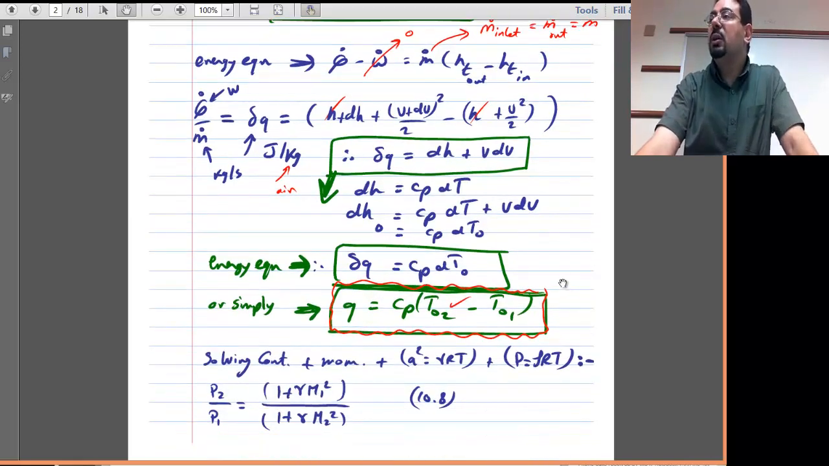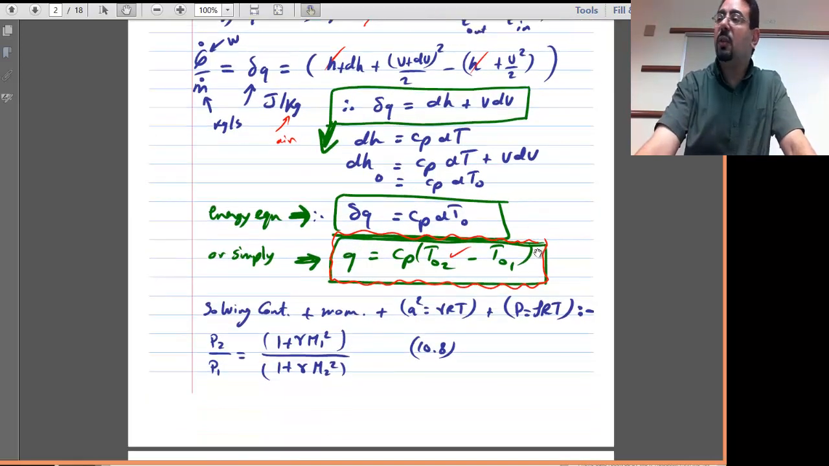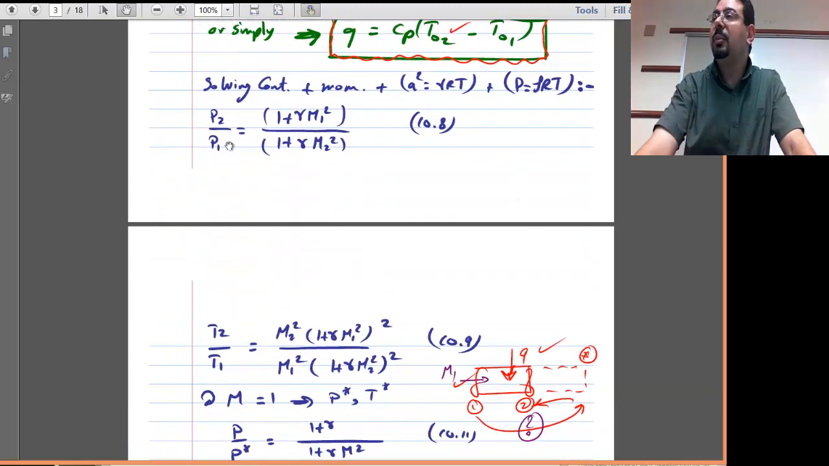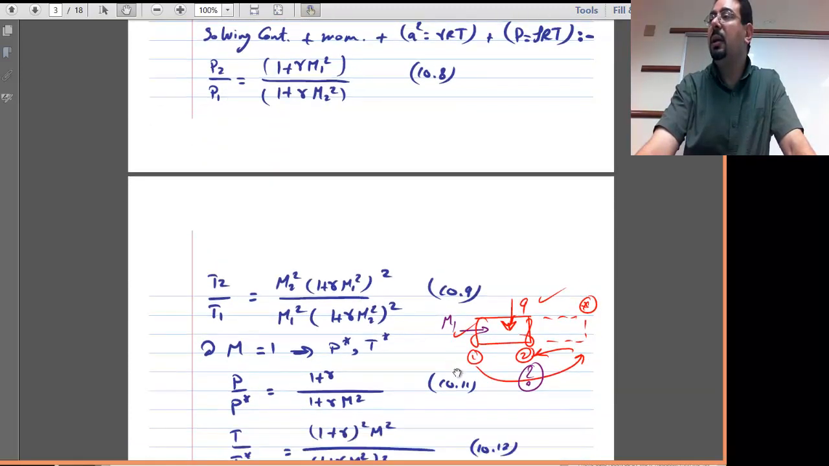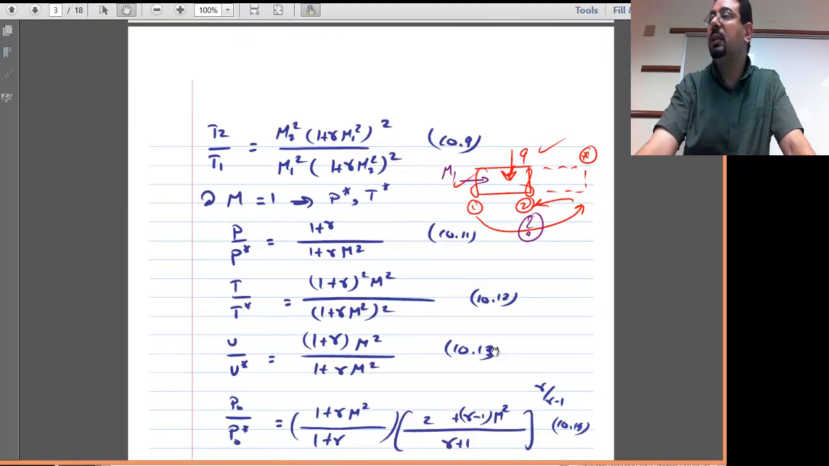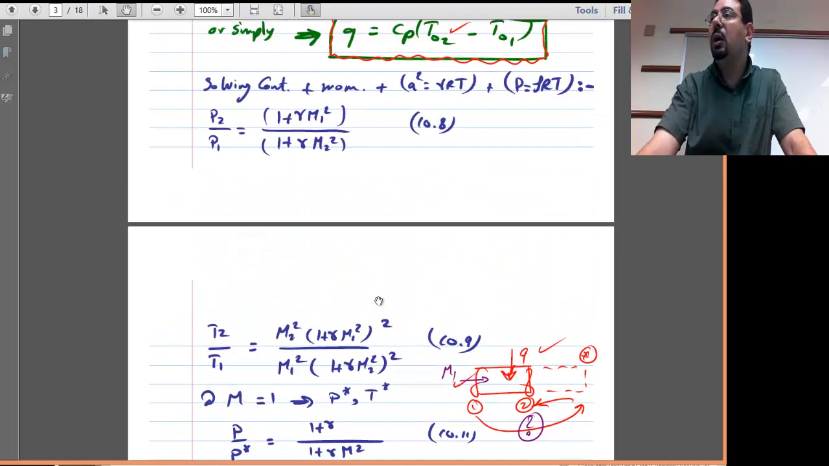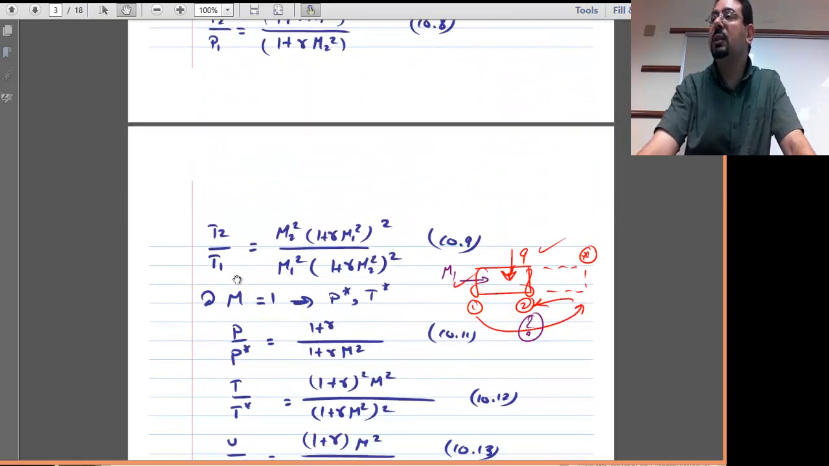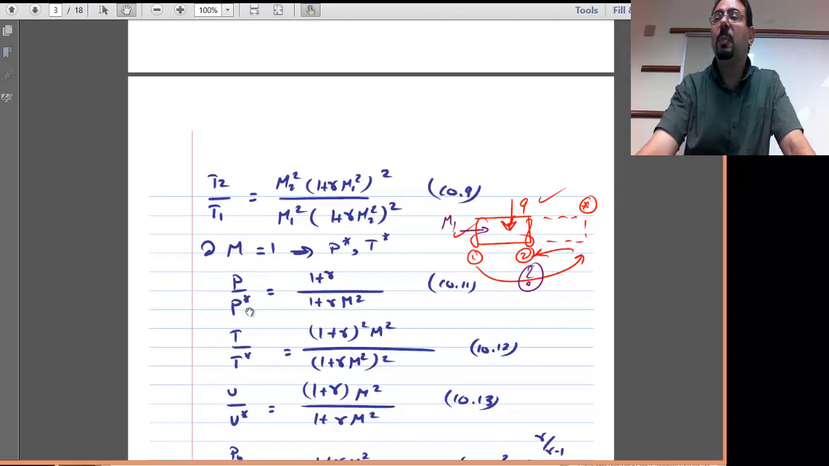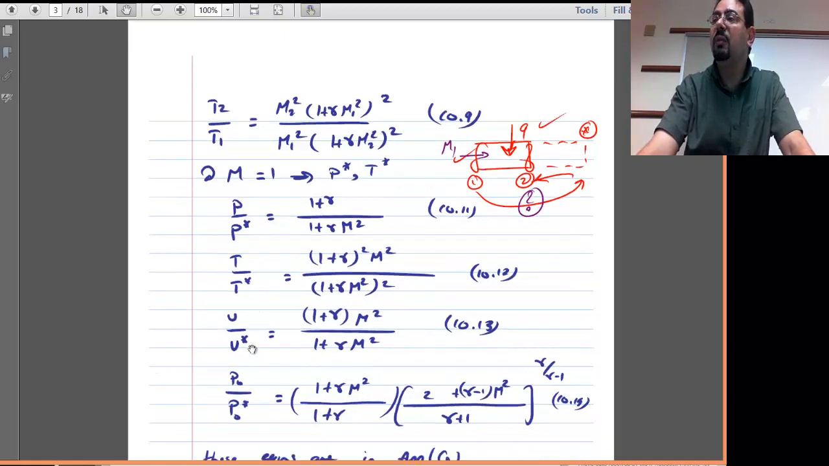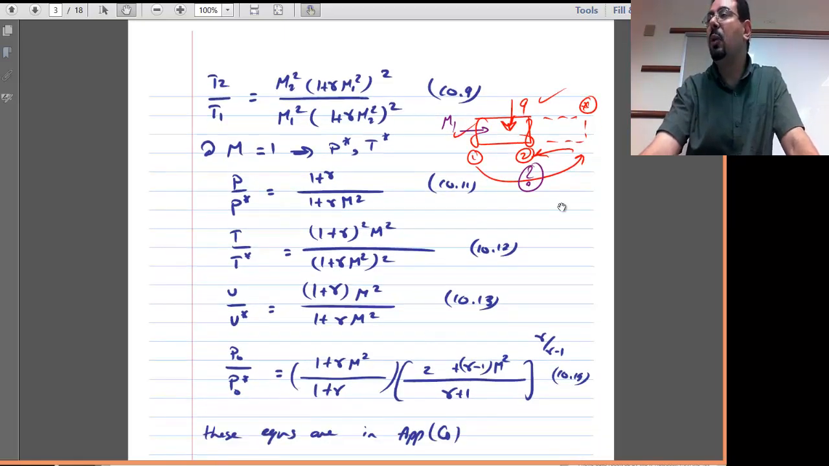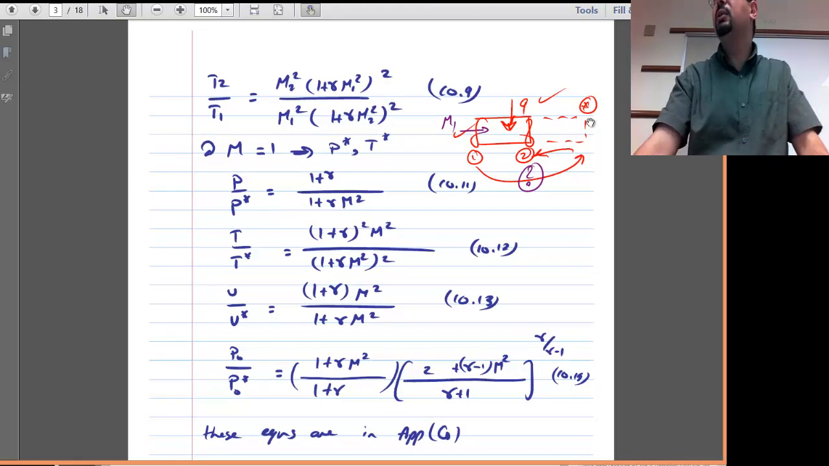Those three equations, you solve them together. The book did solve them together, and we end up getting 10.8 and 10.9 and 10.11 and 10.12 and 10.13 and 10.15, and those are what? P2 over P1, T2 over T1, P over P star, T over T star, V over V star, and T naught over T naught star. What are the stars? That is the Mach equals 1 condition at the end.